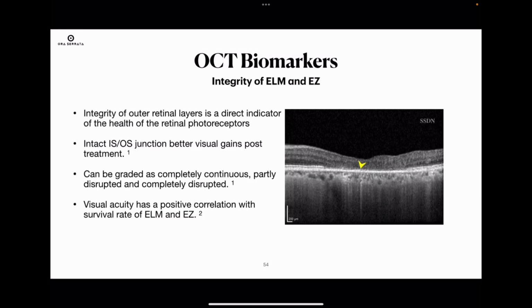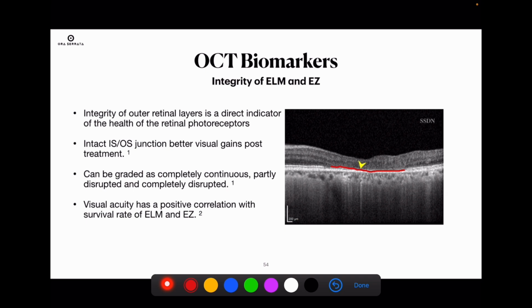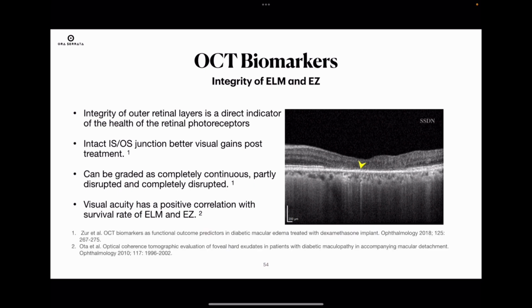Then another OCT biomarker is the integrity of the ELM and the EZ. It is a very important biomarker, as presence of disruption of the ELM or ellipsoid zone has been shown to have a poor visual acuity after treatment.